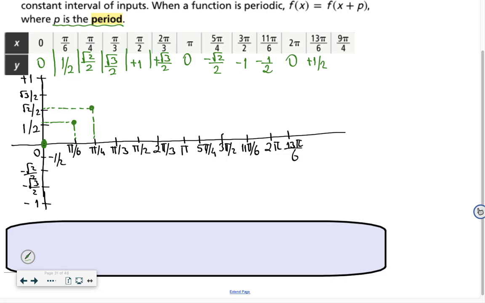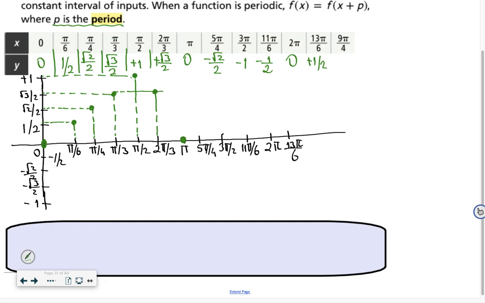If x is equal to pi over 3, then the y value is going to be radical 3 over 2. If x is equal to pi over 2, then y is going to be positive 1. Now, if x is equal to 2 pi over 3, then your function is again radical 3 over 2. If x is equal to pi, then y is going to be 0.